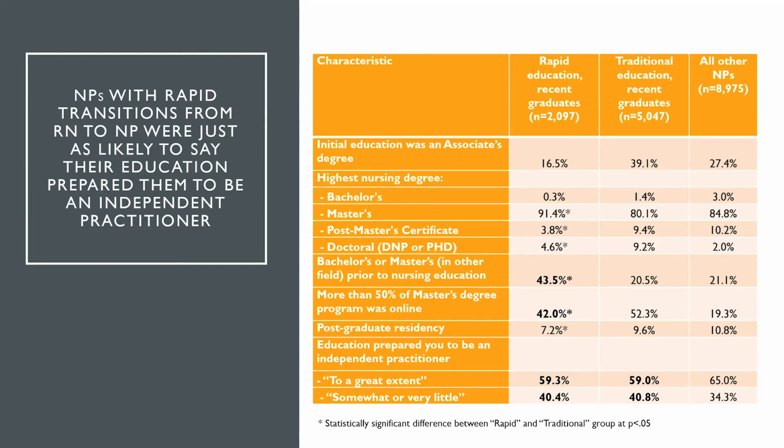The rapid group more likely to have a bachelor's or a master's in a different field before becoming a nurse. And that's, again, not surprising because a lot of these rapid programs have that as a requirement, but it's good to keep in mind. Less likely to have a lot of the content online. And when you ask them in the survey, did your education prepare you to be an independent practitioner? There was really no difference. And that was one of the things we thought might have been different. Maybe they would feel less prepared without having been an RN for a long time, but you don't see that.